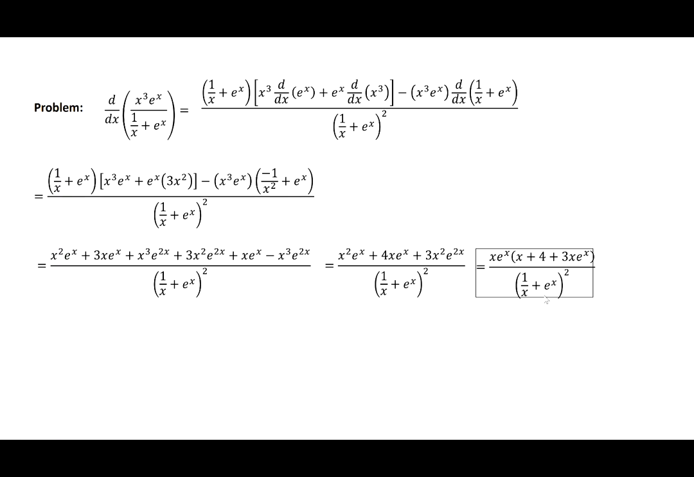I'm thinking, is there any other way to simplify this? Boy, you could multiply both the top and the bottom by x square. So that would cause this to disappear. Anyway, this should be good enough.